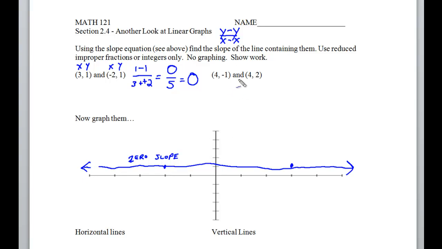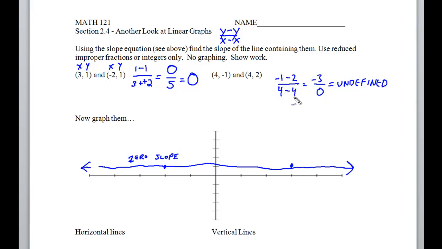And now by contrast, let's look at these 2 points. If I try to do the slope of these 2 points using the equation y minus y over x minus x, I'm going to get a much different result. If I go negative 1 minus 2, taking left to right as I chose, and then down below 4 minus 4, I get an answer of negative 3 divided by 0. If I chose the other 2 points, I would have gotten a positive 3 over 0, but any number divided by 0 is undefined.